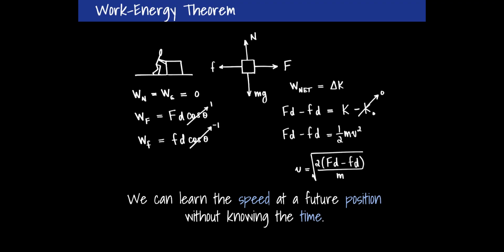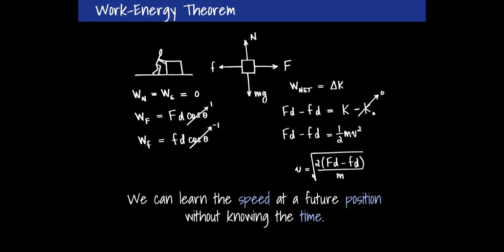It does no work. So I wrote here, the work done by the normal force is equal to the work done by the gravitational force. I wrote W_G, the work done by gravity, is equal to 0. They don't do any work. So all I have to do is calculate the work done by Slim. Well, I know how to calculate work now. It's force times the distance times the cosine of the angle. But Slim is pushing in the direction it's going.